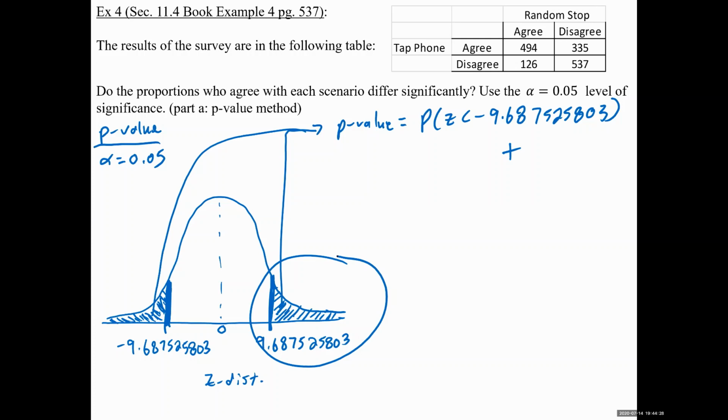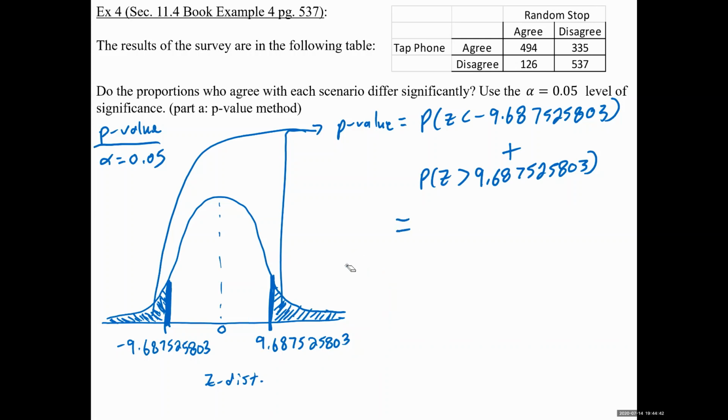Anybody? Probability of z greater than 9.68. Z greater than the positive 9.68 number. Yeah. Then we've got to calculate it. I'm pretty sure we're going to get a 0, but let's talk about how to calculate it anyway.